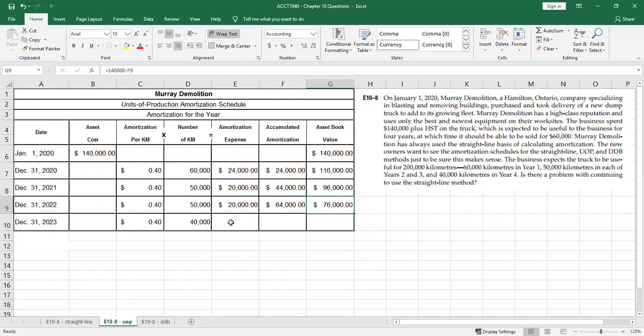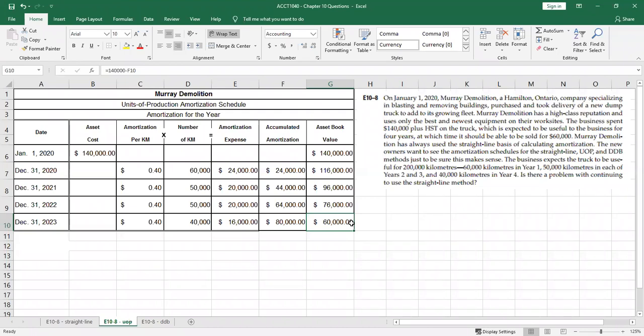Okay, let's do the last row. 40 cents a kilometer multiplied by 40,000 kilometers. Amortization expense is 16,000. Accumulated amortization is 80,000, which is this year's amortization plus what had been accumulated at the beginning of the year to give us 80. 64 plus 16 is 80,000. And then finally, the net book value at the end of those 4 years will be 60,000. 140 minus accumulated amortization to give us 60.